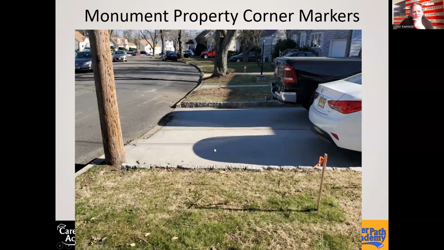But that's why they put those survey markers. If you notice, they put them much further inland. This tree's not here anymore. That one came down with the last storm. Two storms ago.